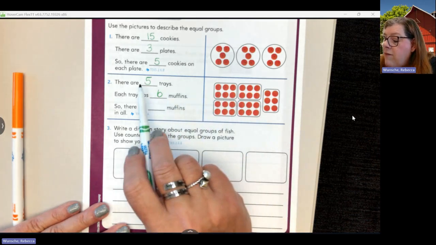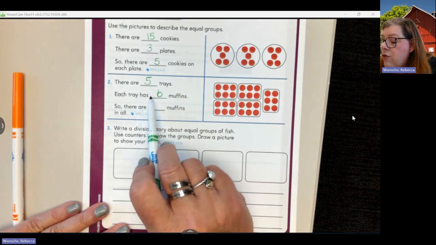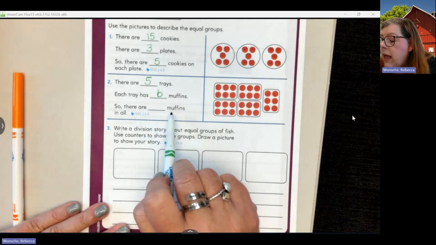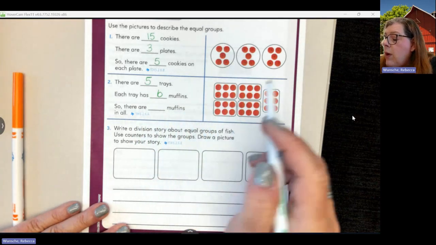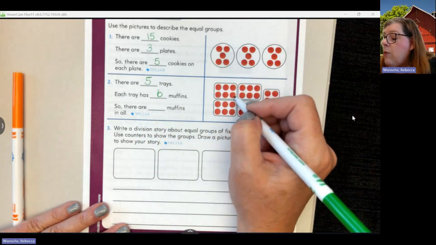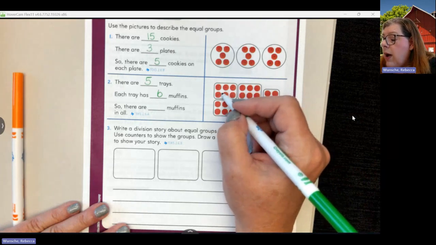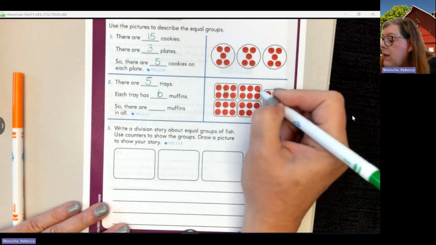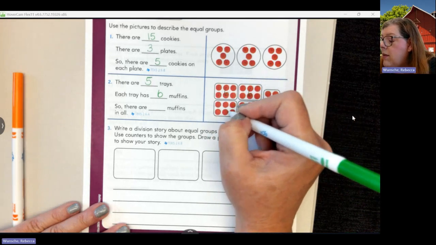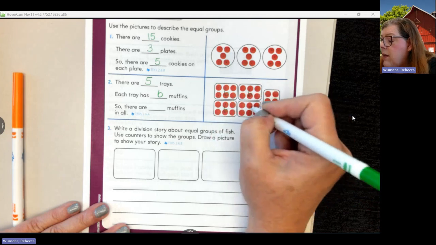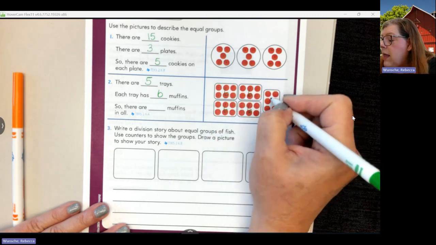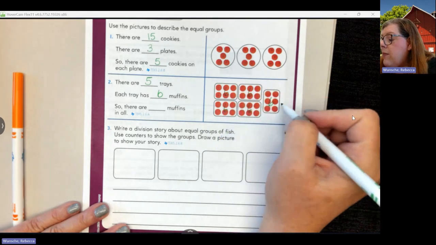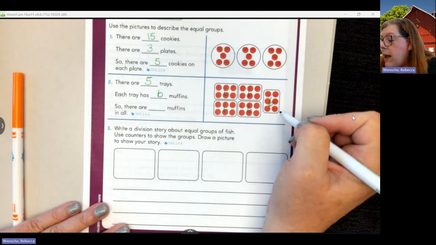So if I have 5 trays and each tray has 6 muffins, I'm going to figure out how many muffins I have in all. What I need to do is work with repeated addition here. So I have 6 here. That's a 6. This is a group of 6. This is a group of 6. This is a group of 6. And this is a group of 6. So I'm going to start combining these numbers and come up with my total.